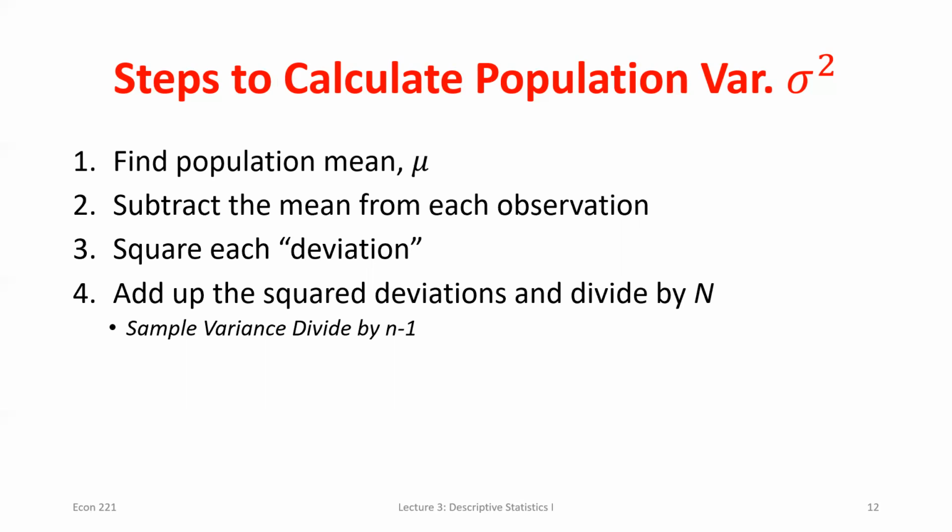I'll walk through it. Let's say 2, 4, 6, 8, 10. If I wanted to find the variance for this data set, remember, I think before we said the mean was 6. Okay. So I'm going to go through and find the deviation from that mean for each one.